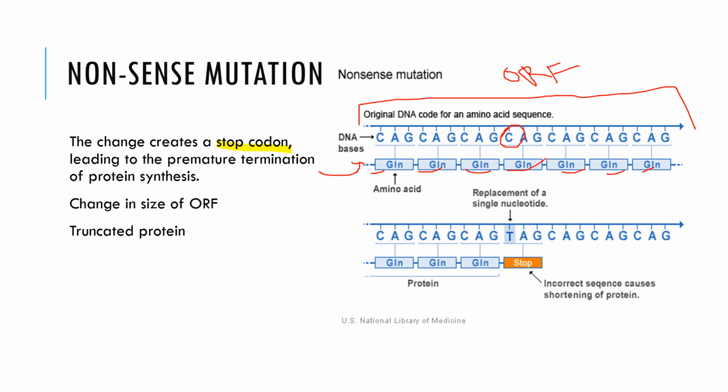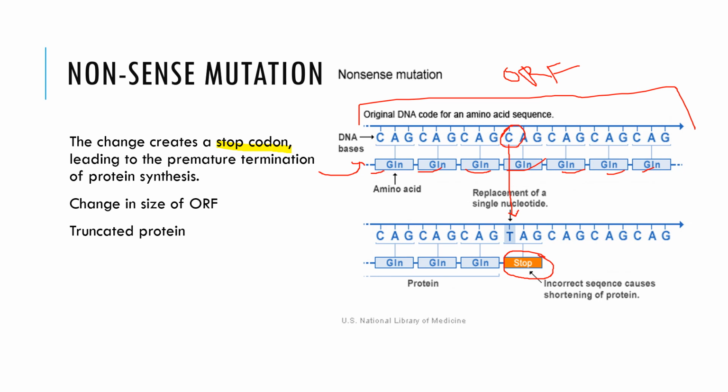As you can see here, only C is replaced by T, and because of the replacement of just one base, instead of C now T is present, so TAG codes the stop codon. This TAG is the stop codon that does not code for any amino acid. It shows that the synthesis of the protein has stopped.